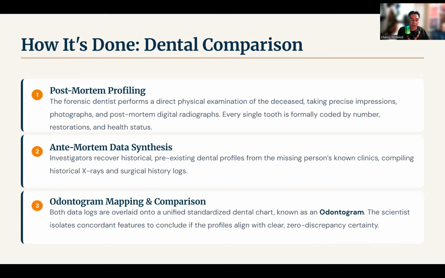And after this, the specialist overlays both sets of data onto a standardized chart called an odontogram. And on this, they check every filling shape and root angle. And if the two charts match perfectly with zero unexplainable differences, then you have a positive identification.